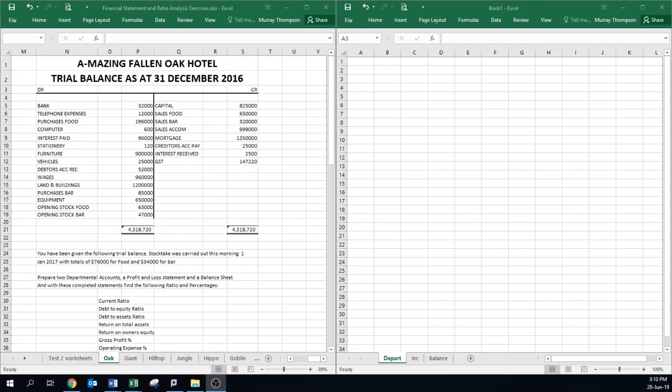Right. So here we have a screen. Just make sure it's fitting in. Good. So this is our example. It's the amazing Fallen Oak Hotel. This is what you're given. You're given the trial balance. This is always the starting point. The trial balance is the starting point in our process of doing financial statements.